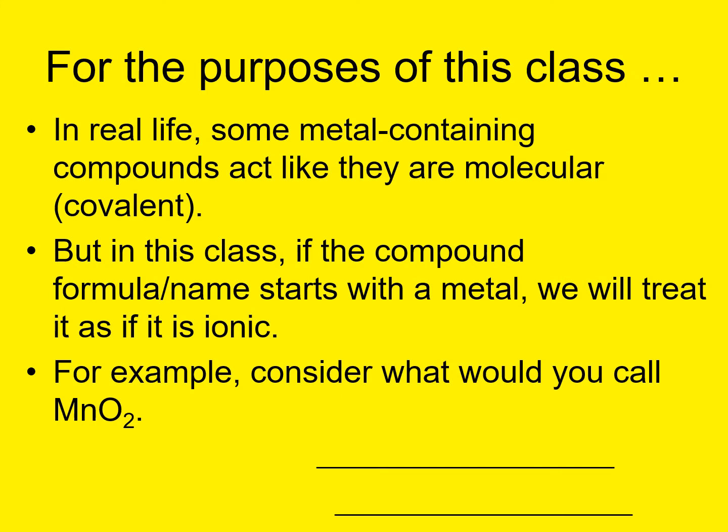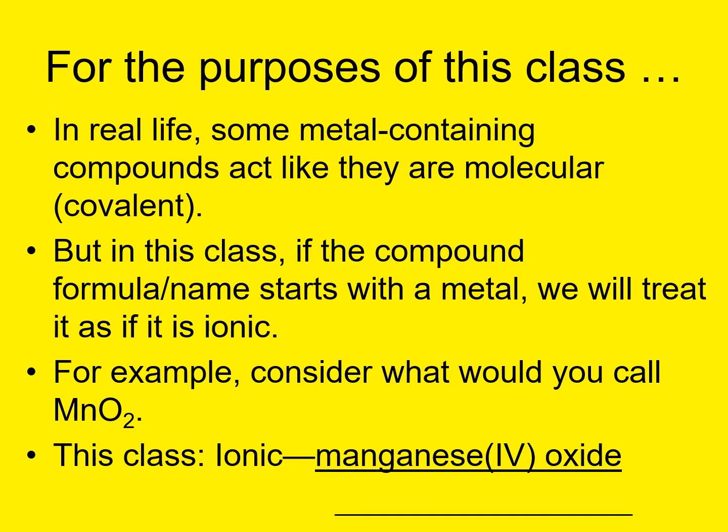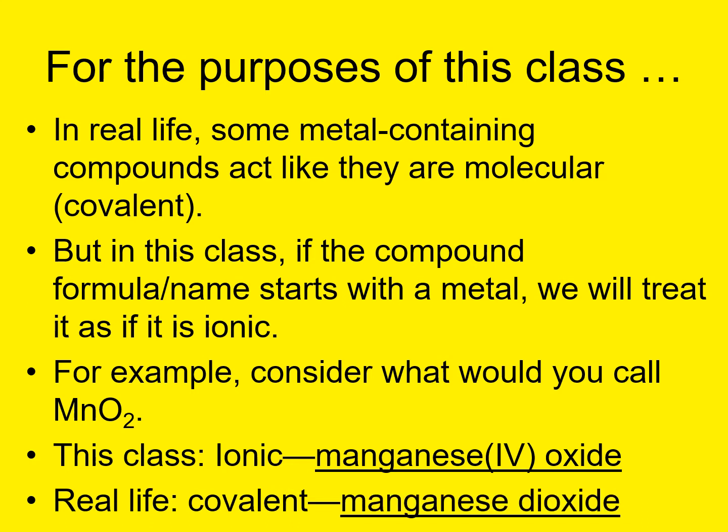Unless you know the electronegativity rules and you can check for the ionic character, let's just follow this general rule of thumb. If we have a metal, like in this case manganese, and a nonmetal, like oxygen, let's follow the ionic rule. So we would call this manganese(IV) oxide. It's called IV in Roman numerals, not because there are 4 of them, but because that manganese has a +4 charge. Roman numerals give the charge. In real life, this is often named, though, with a covalent name. So the covalent name for this substance is manganese dioxide.